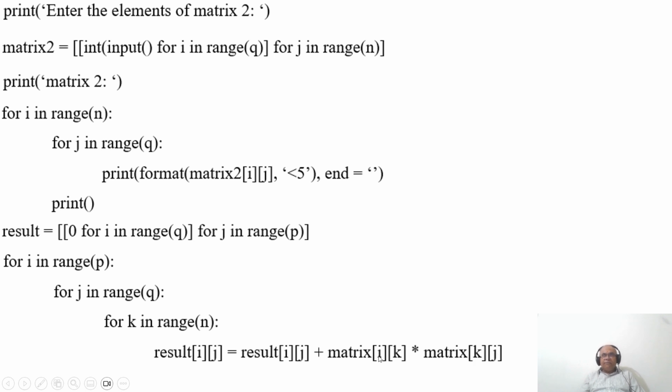So matrix 1 of p into n. P is what? P is i. K is what? N. Multiplied by matrix 2 of k. K is n and j is for q. So this is how you will be able to differentiate between these two.